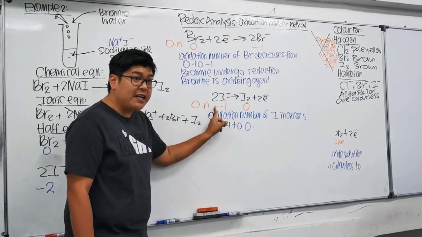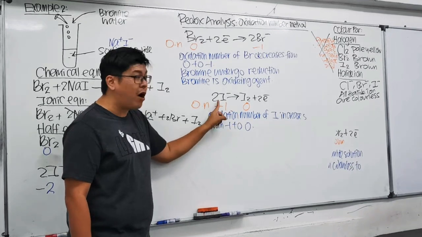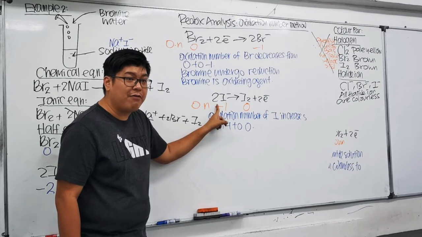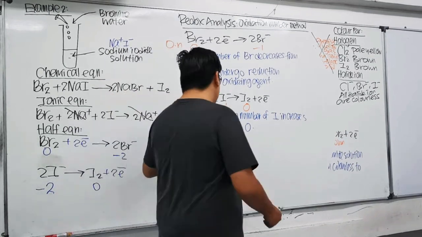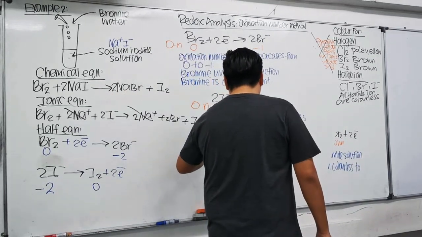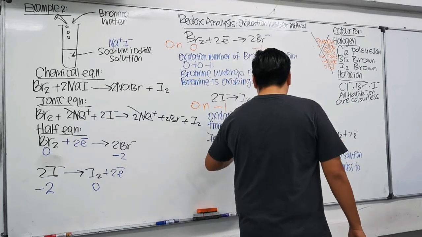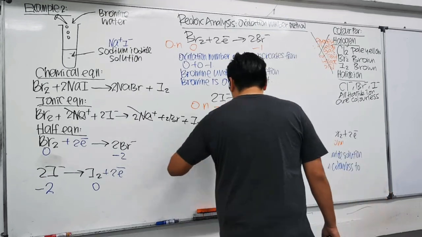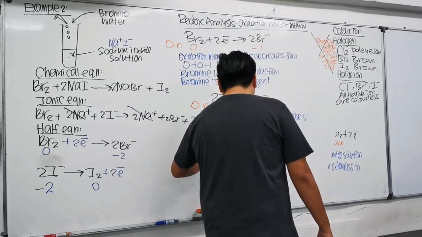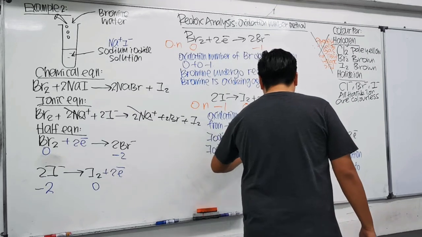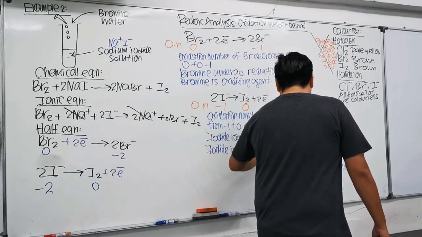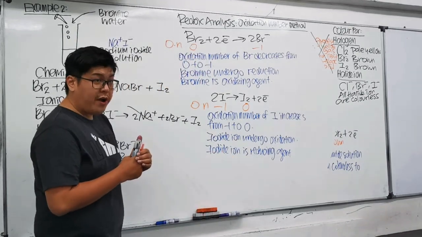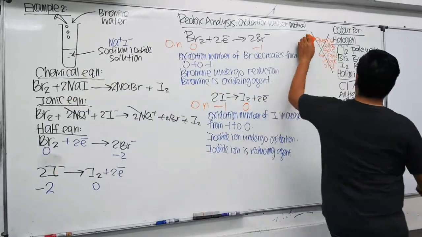This fella, right? This fella from -1 to 0. This fella is called I minus. I minus has a charge, called iodide. Because it has a charge, I have the word ion. Yeah? Iodide ion undergoes oxidation. When iodide ion undergoes oxidation, iodide ion will automatically become the reducing agent. So this is what you need to know. Any question?